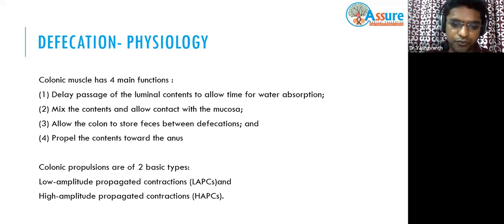You have two types of waves. This will be discussed in detail when we are discussing the initial few chapters of the colon or intestine. So there are low amplitude contractions and high amplitude contractions, HAPC. At this point of time, what is important to us is HAPC, high amplitude propagated contractions. This is the one which will help in propulsion.